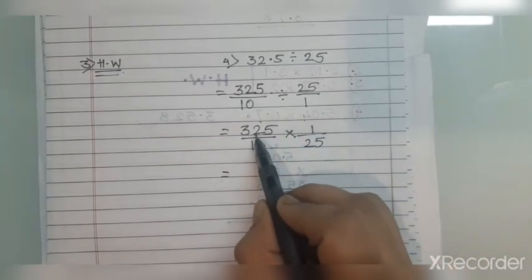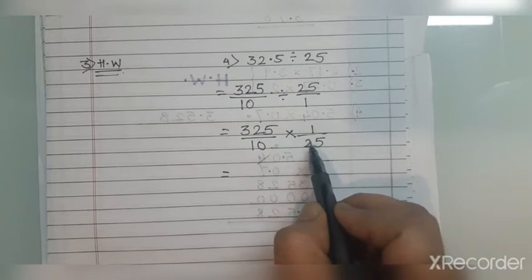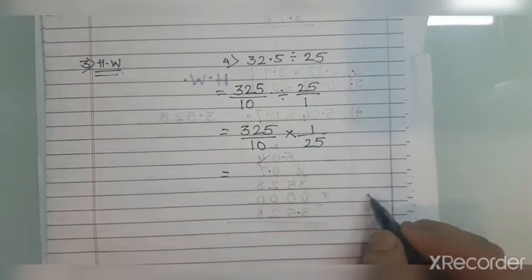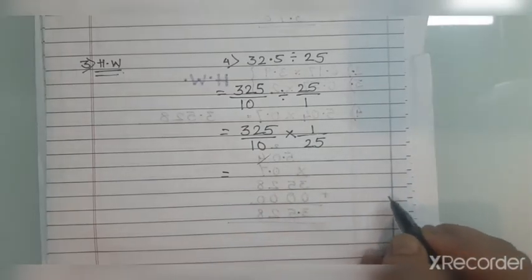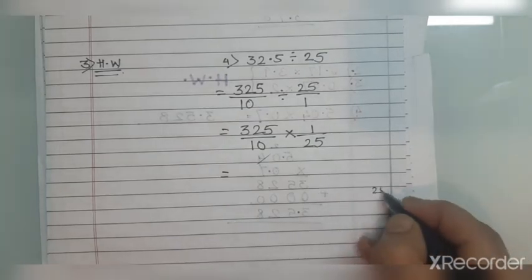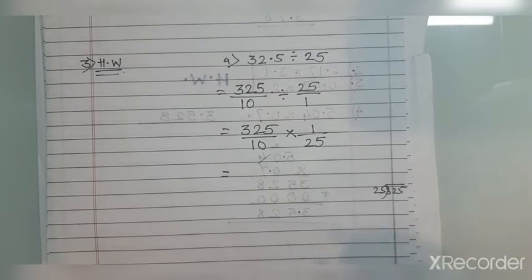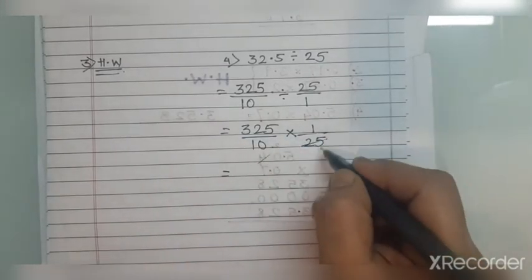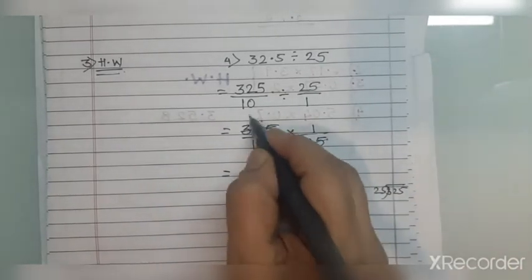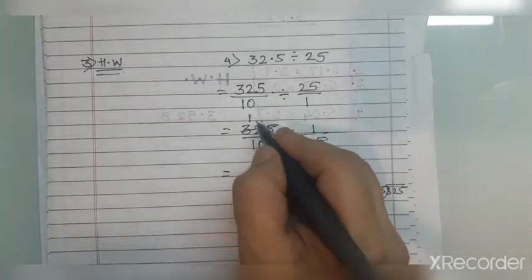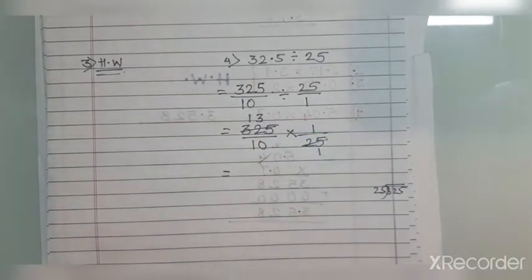Okay, here 325 divided by 25. So as I told you, you can do it in the rough work. Okay, that is 25, 325 here. Or you can directly cancel here. 25 ones are 25 and 25 threes are 75.